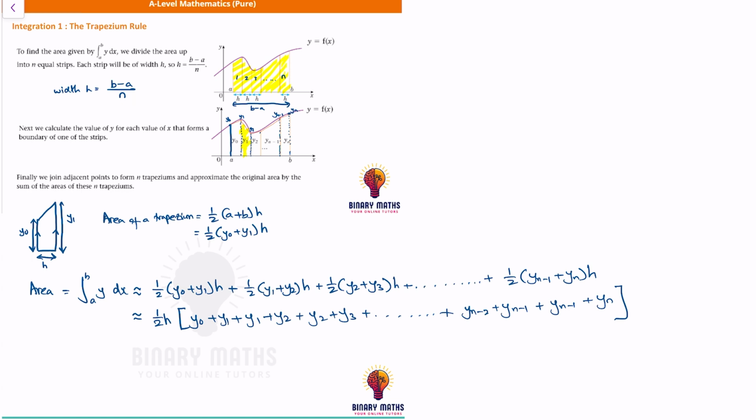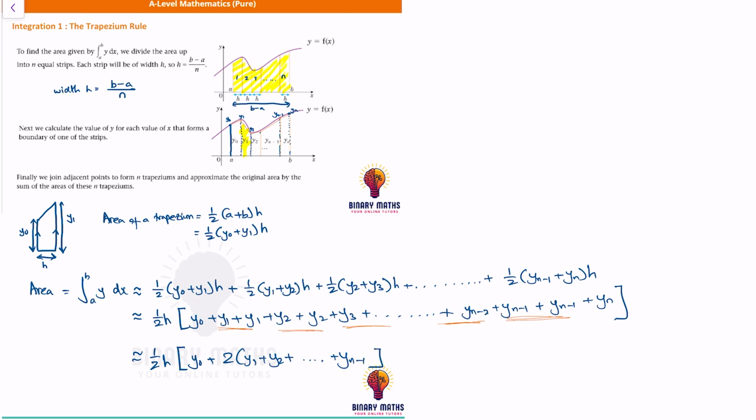You can see there are two lots of y1, two lots of y2, two lots of y3. Everything there will be two lots of. The only ones there won't be two lots of are the first one, which is y0, and the last one, which is yn. So this is approximately equal to half h, y0 plus two lots of y1 plus y2 plus dot dot dot up to yn minus 1.